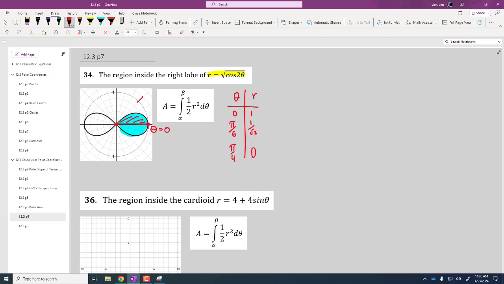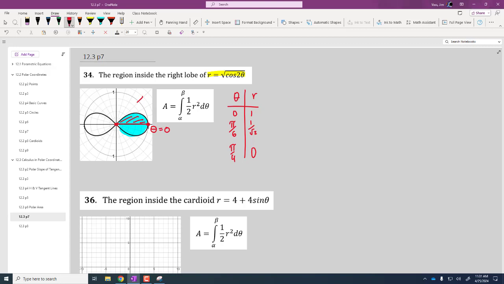Did you do negative pi over 4 to pi over 4? Yep. Okay. So if you did negative pi over 4 to pi over 4, you get the whole right-hand side. Usually with limits of integration, we like to have a 0, because it's usually easier to evaluate, but you could absolutely do that.